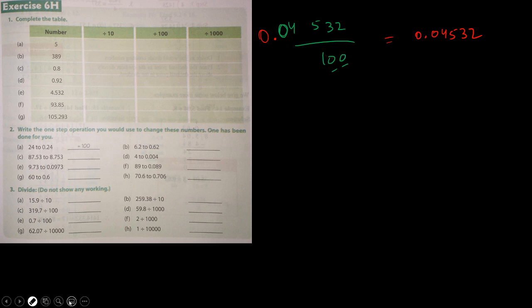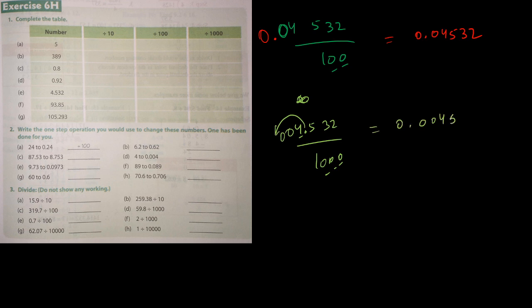Now let me tell you the same part, which is 4.532 divided by 1000. Now there are three zeros, so this decimal needs to shift three digits, but there is only one digit, so increase 2 zeros. Now it can shift 3 digits. So the answer will be 0.004532. This is the answer. So in this way, you will do all the parts. You will have to do all the given parts from A to G of question number 1.